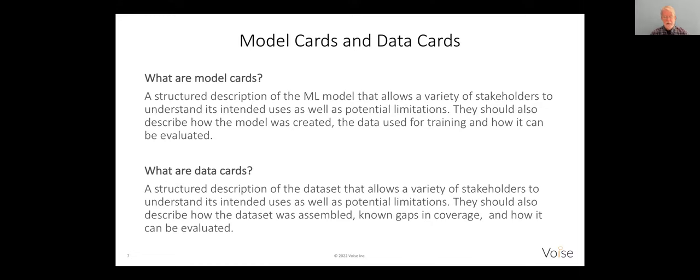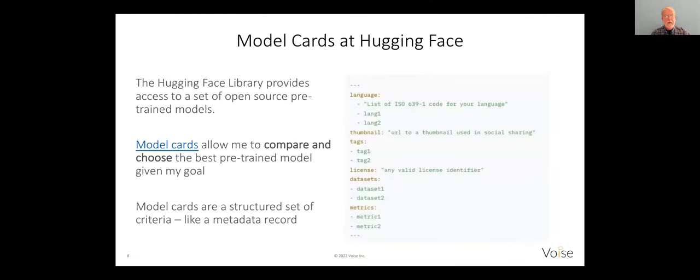And so what are some of the things that they do? They identify the intended uses, the potential limitations, very important. They also identify how the model or the data was created, what are known gaps in the coverage, and also how it can be made available, how it can be evaluated. Two examples of this, so a model card at Hugging Face. Hugging Face is an open source machine learning library where they have, in addition to Google, a large collection of pre-trained models that are available for anyone to come along and use.